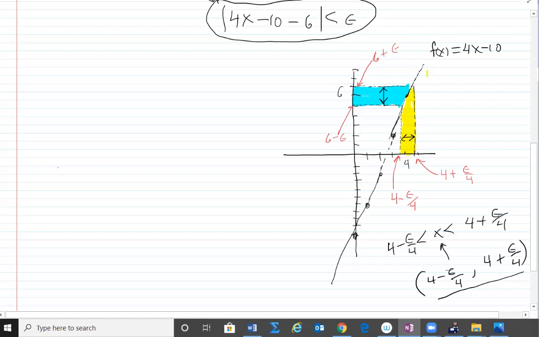So as epsilon shrinks, this interval shrinks and gets closer and closer to 4. But it doesn't say that x can be equal to 4, so just around 4. So that's the idea, graphically, of what we're trying to do.